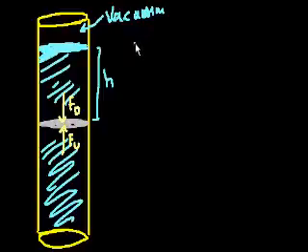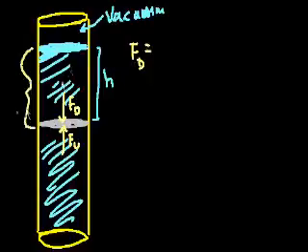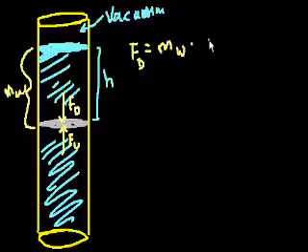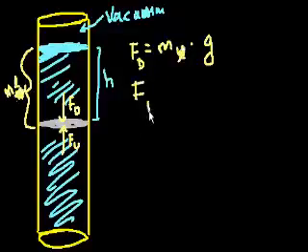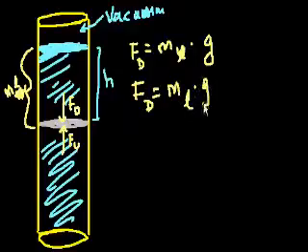So let's figure out what that is. The force down, which is the same thing as the force up, is going to equal the mass of this liquid times the gravitational constant. Actually, I shouldn't say water. Let me change this, because I said this is going to be some random liquid. So the force down is going to be equal to the mass of the liquid times gravity. And what is that mass of the liquid?